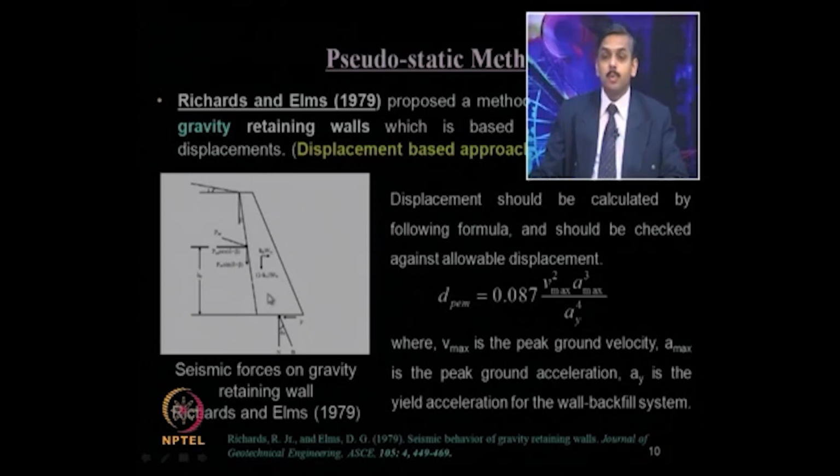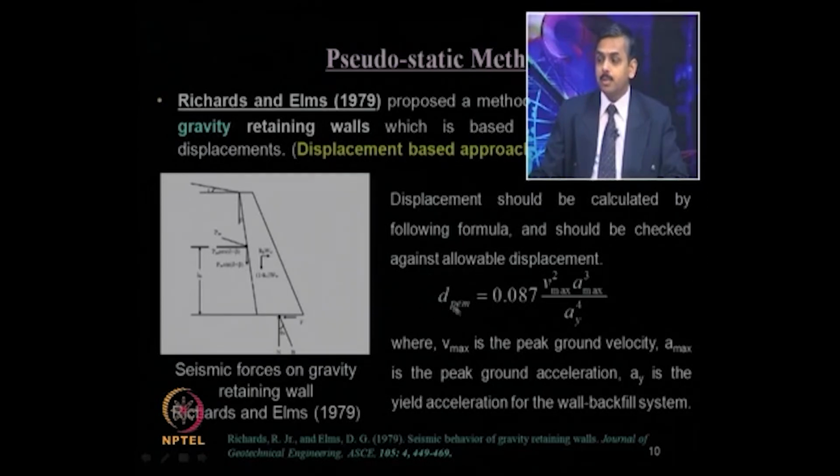So, Richard and Elms proposed the sliding mode of movement, that is, for the amount of movement, how to estimate it. This is the force of resistance, this is the normal reaction, and this is the resultant of this F and N acting at an angle phi b, where phi b is nothing but the angle of friction between the base of the wall and the foundation soil. So, displacement should be calculated using the formula and should be checked against the allowable displacement.